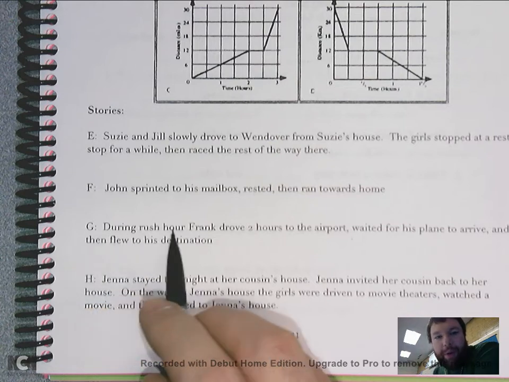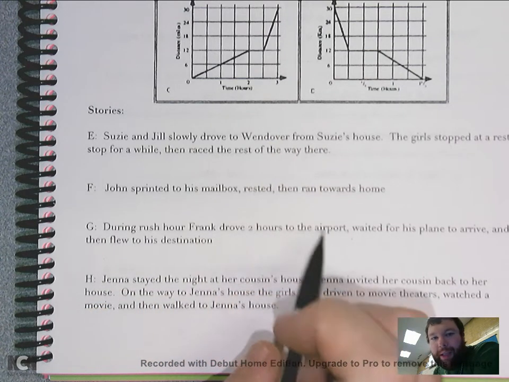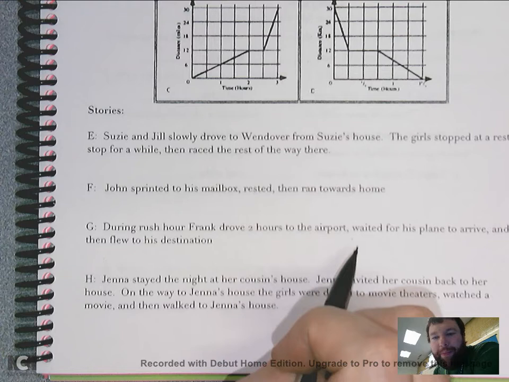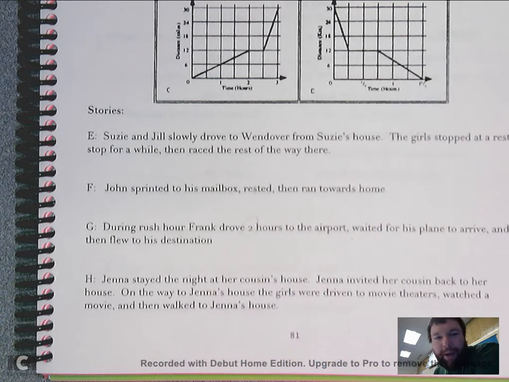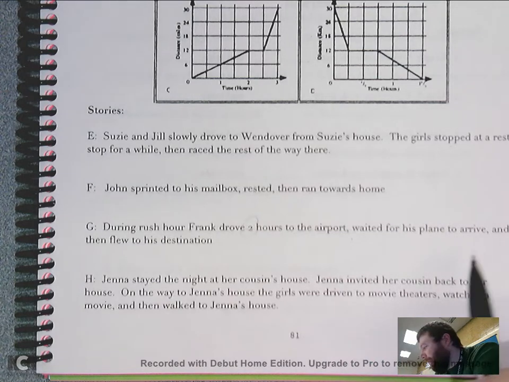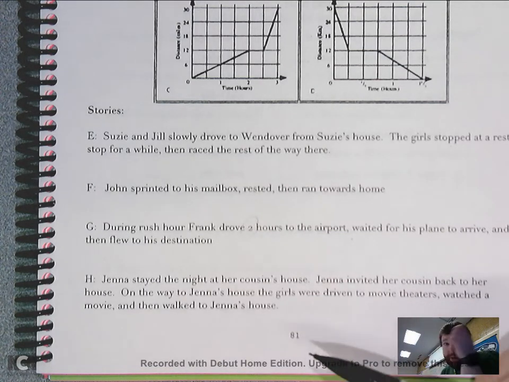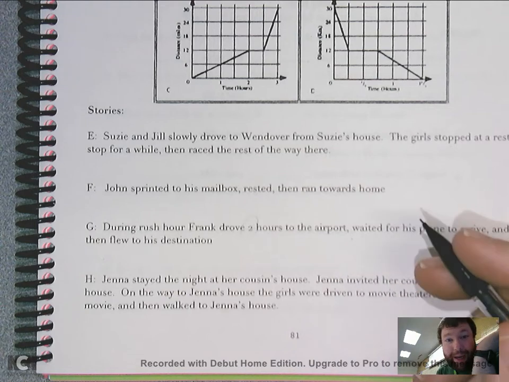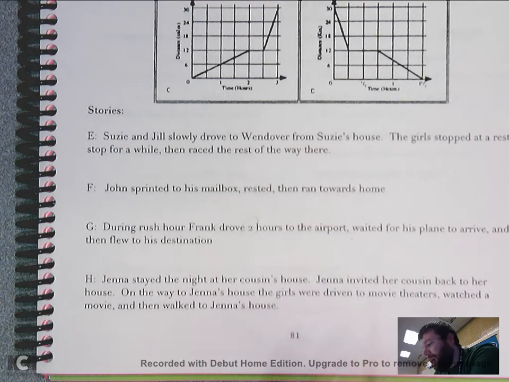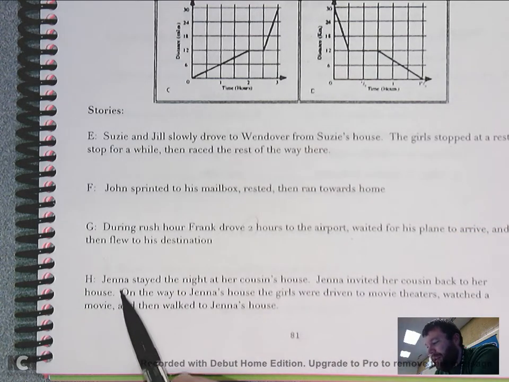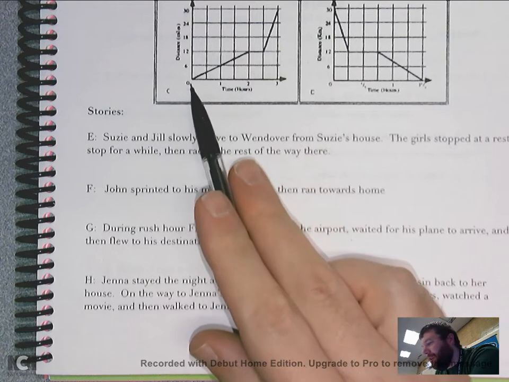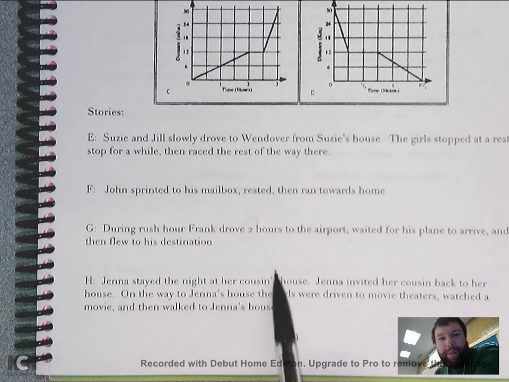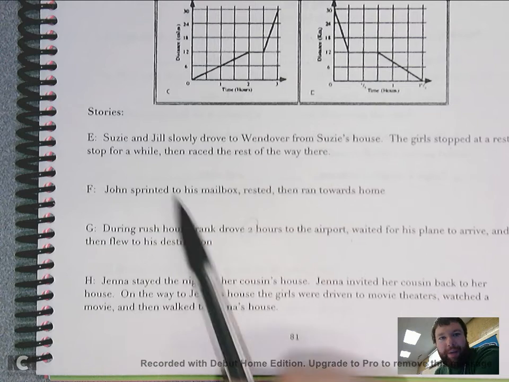So during rush hour, Frank drove for 2 hours and then to the airport. So right off the bat, the 2 hours means it can't really be it because it was 1.5 hours, right? Waited for his plane and then flew to his destination. So other than the 2 hours, it looks like it matches. We'll come back to that one. Jenny stayed the night at her cousin's house. So she didn't stay at home, and this is the distance from home.